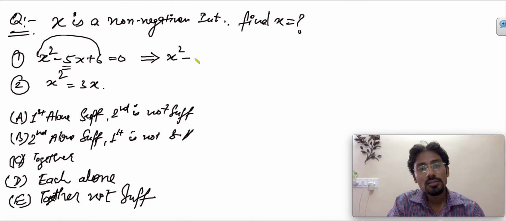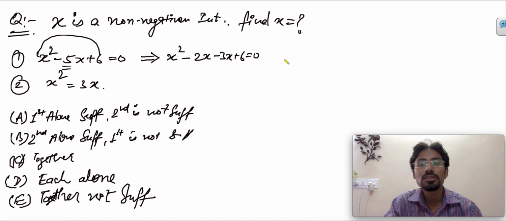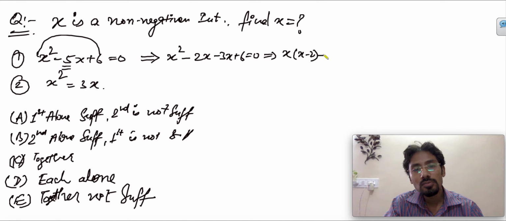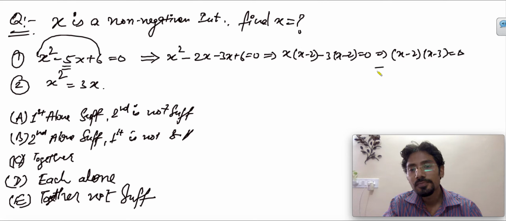So x squared minus 2x minus 3x plus 6 equal to 0 is the breakup, because 2 times 3 is 6 and 2 plus 3 is 5, which we can write further as x into x minus 2 minus 3 common, x minus 2 is equal to 0, which gives us that x minus 2 times x minus 3 equal to 0. That is, x is either 2 or 3.